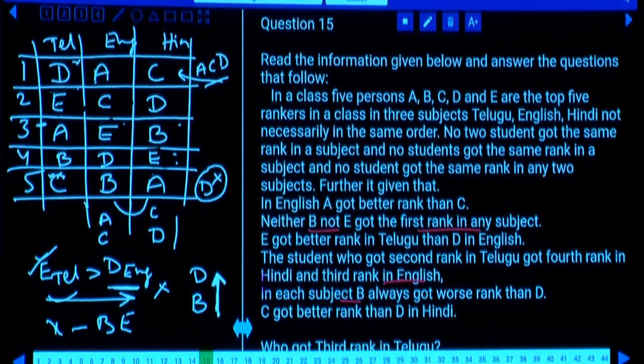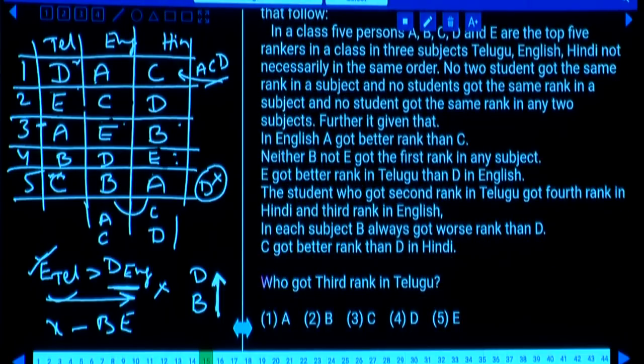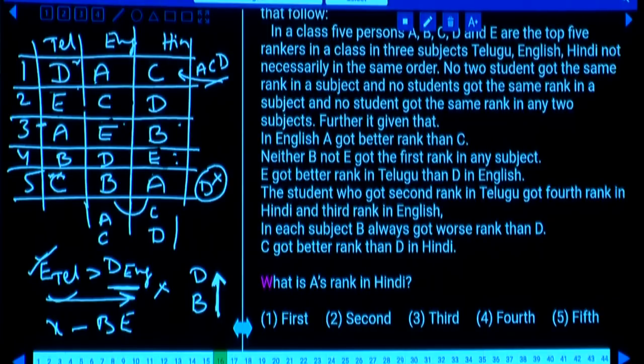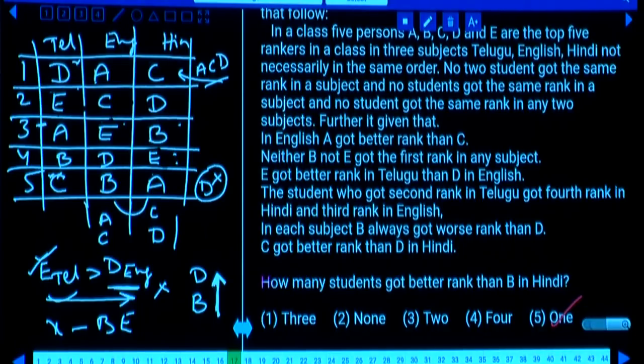Question numbers 15 to 18. What is the final order here? DE, ABC, AC, EDB, CD, BEA. Then who got third rank in Telugu? A got third rank in Telugu, that is choice 1. Next one: what is A's rank in Hindi? Fifth rank, choice 5. Next one: how many students got better rank than B in Hindi? Before B in Hindi there are 2 persons. 2 persons got better rank than B in Hindi, that is choice 3.